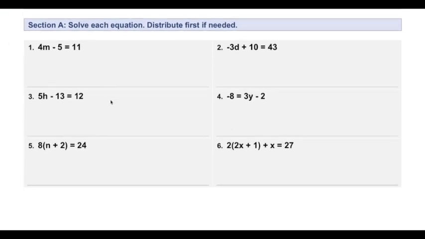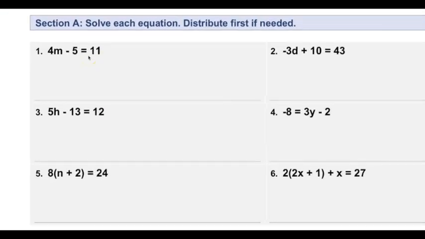Okay, let's get to the real stuff. Let's start solving. Let's do number 1 here. So I always like to put the line down. That's our equal sign. Whatever we do to this side, I can do to that side. So first, we want to get the variable by itself. We've got to get rid of that 5. So we're going to add 5 to both sides. I get 4m. Equal sign stays. 11 plus 5 is 16. And then we're just going to divide by 4. So I get m equals 4.